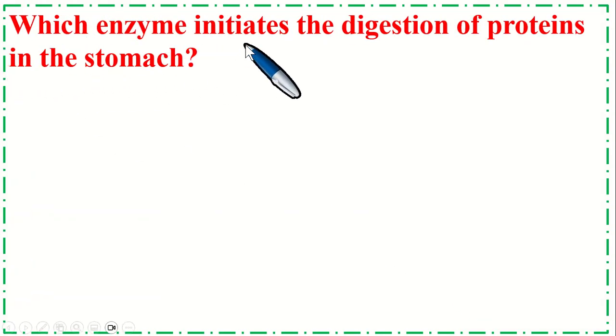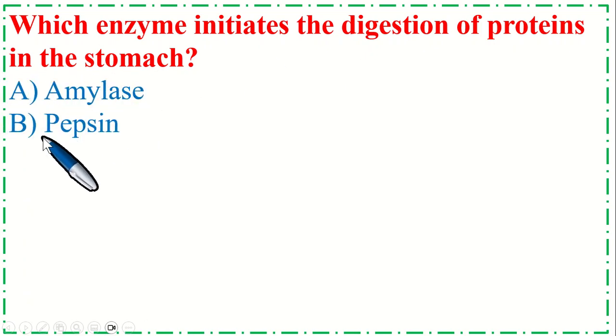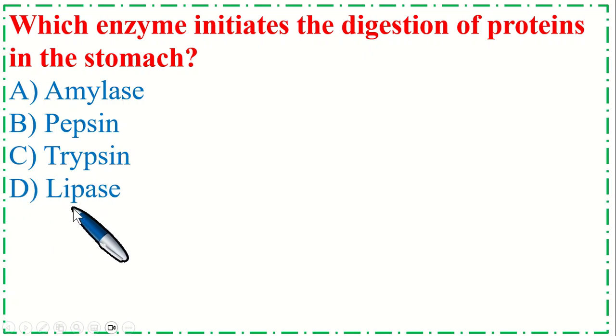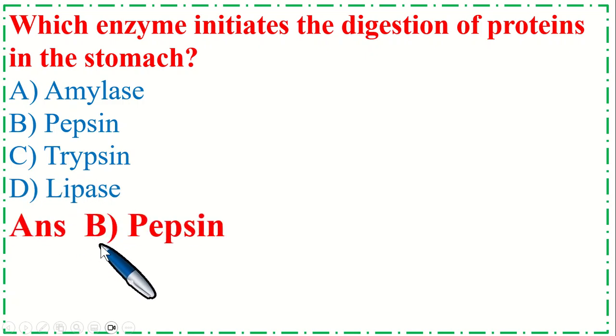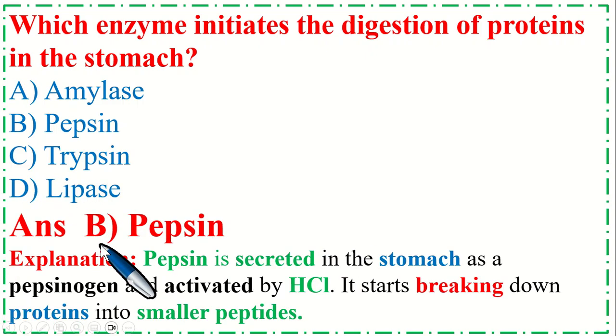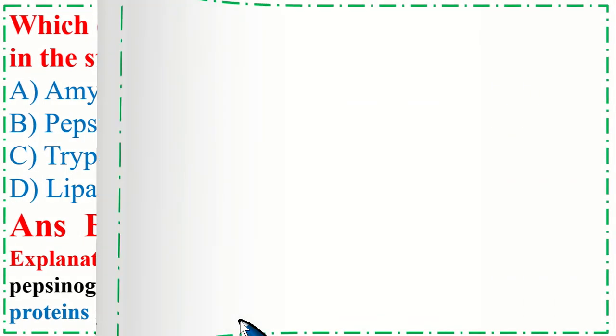Which enzyme initiates the digestion of proteins in the stomach? Option A, amylase, B, pepsin, C, trypsin, and option D, lipase. So the correct option is B, pepsin. The pepsin is secreted in the stomach as pepsinogen and activated by HCl. It starts breaking down proteins into smaller peptides.